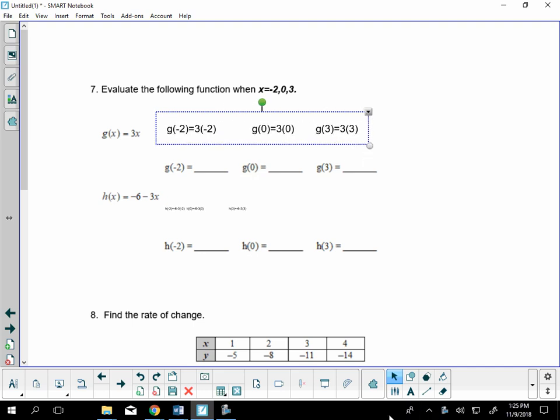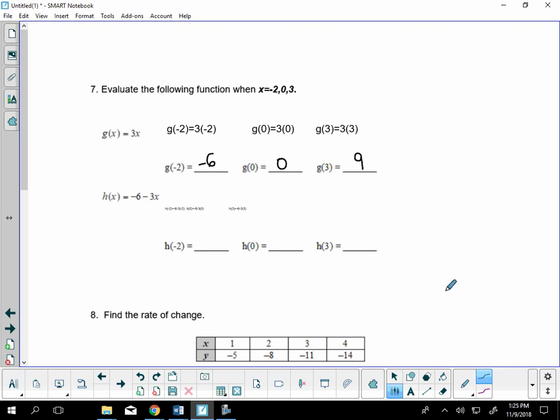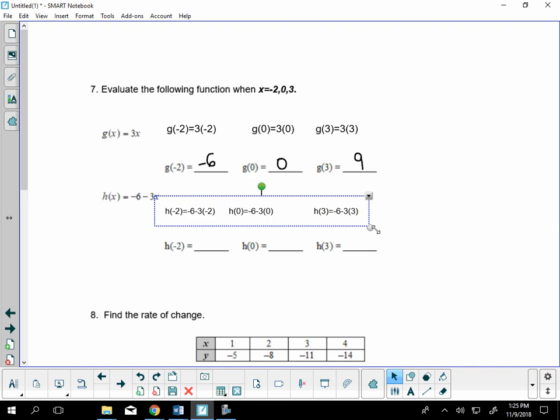So g of -2 is 3 times -2, which is going to give me -6. G of 0 is 3 times 0, which is 0. G of 3 is 3 times 3, which is 9. Over here, you do the same thing.